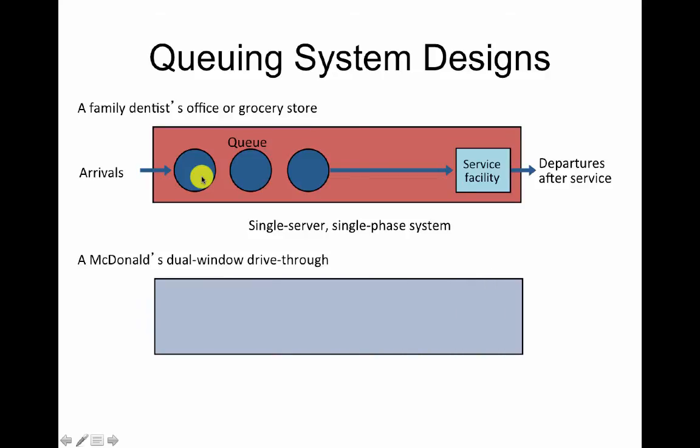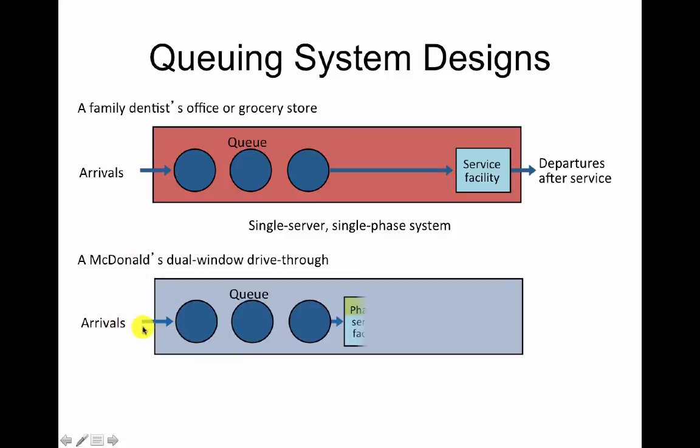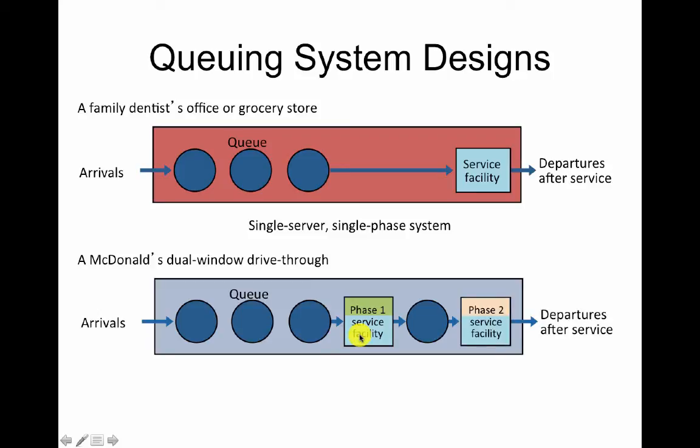So here's another example, a McDonald's dual window drive-through. People arrive in the same manner, but now they're going to be seen by someone. Maybe they collect the money at this phase 1. And then after they have paid their money, they go on to phase 2, which is receiving the order. So it's using multiple people, so multiple service facilities to handle the queue.